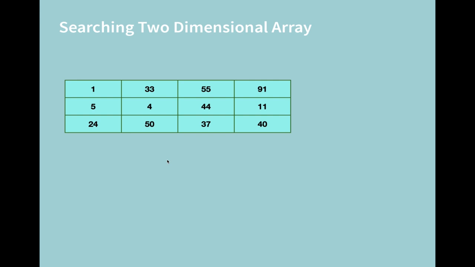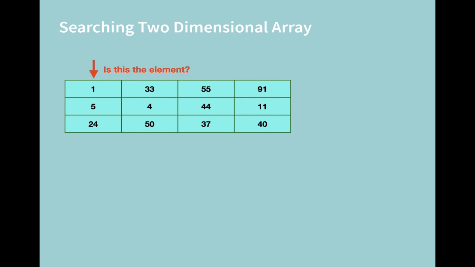There are many algorithms available for searching 2-dimensional arrays, but here we will look at linear search. In linear search, we need to search through every element in the array and check if the current element is the element that we are looking for. It continues like this until we find the element that we are looking for. Let's say we want to look for 44. So how does linear search work?